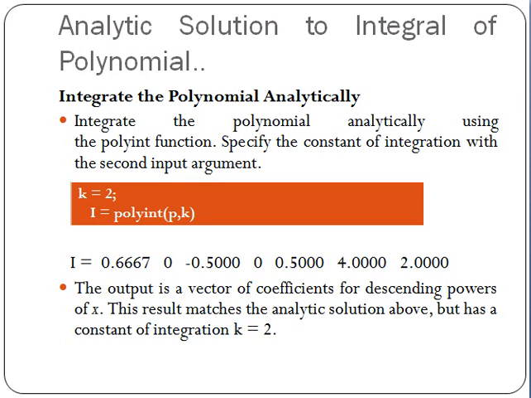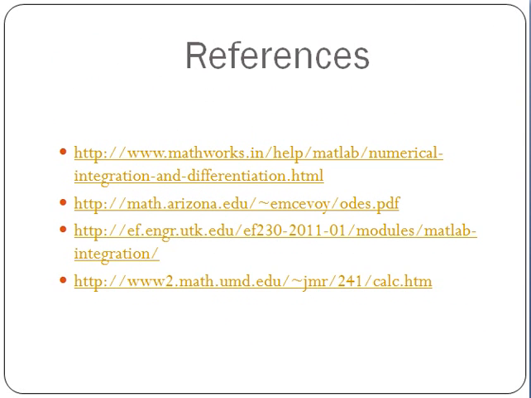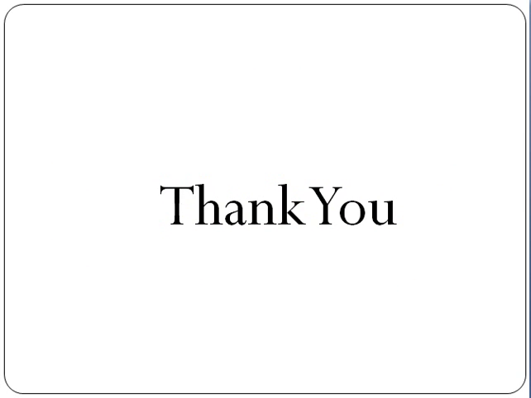Now the output is a vector of coefficients for the descending powers of x, the same way as we have taken the elements of vector p. This result matches the analytical solution above, but it has a constant of integration k equal to 2. So in this way you can calculate the analytic solution for the integral of a polynomial. These are the references that you can see. Thank you.